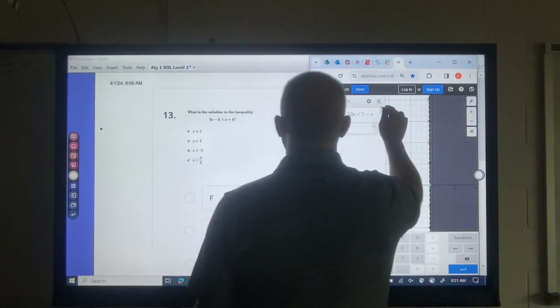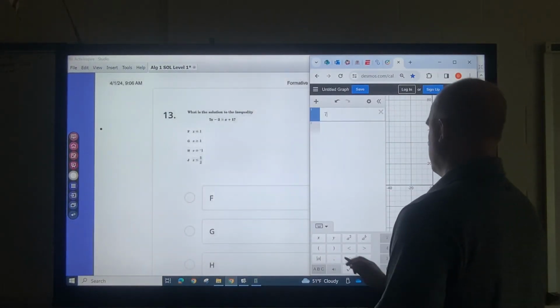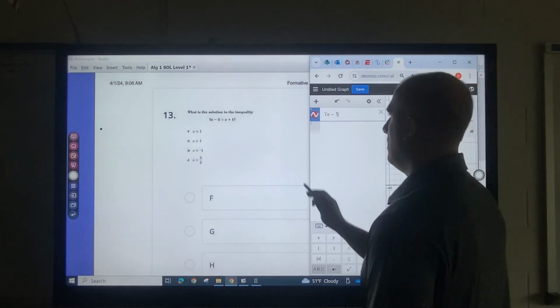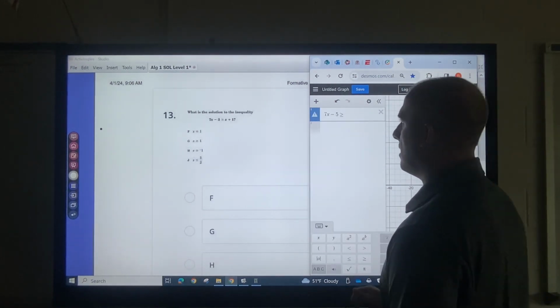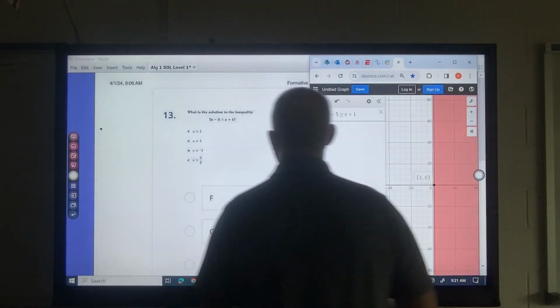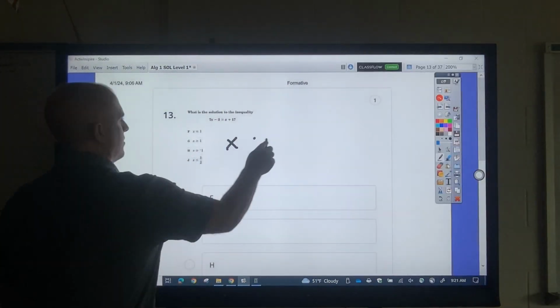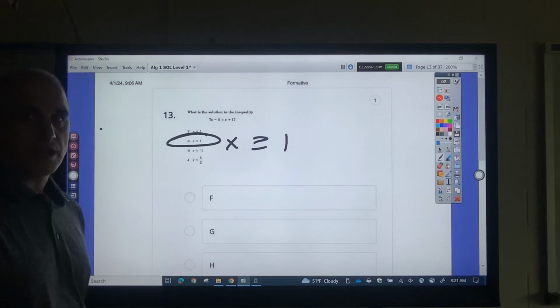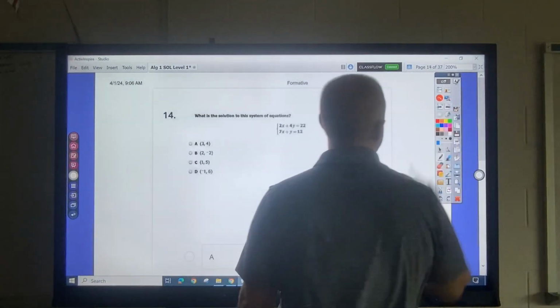I got 7x minus 5 inequality x plus 12. Solid line, greater than or equal to 1. That'd be that one. You shouldn't have to write it down. You should just pick the question.